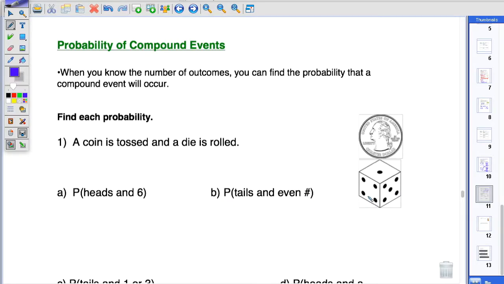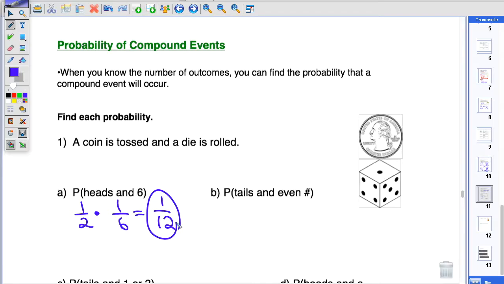Probability of compound events. When you know the number of outcomes, you can find the probability that a compound event will occur. Find each probability. A coin is tossed and a die is rolled. So the probability of getting heads and a 6. Probability of getting heads is 1 out of 2 times the probability of getting 6, which is 1 out of 6. Multiply, we get 1/12. So the probability of flipping a coin and landing on a 6 would be 1/12.